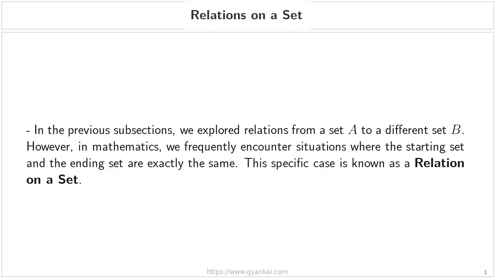Welcome, everyone. Before we dive into today's new topic, let's take a moment to reflect on what we have already covered. In our previous lessons, we explored the concept of relations from a set A to a different set B, essentially looking at how elements from one group connect to elements in another group. However, as we move forward, you will notice that in mathematics, we frequently encounter situations where the starting set and the ending set are exactly the same. When the domain and the codomain are identical, we call this specific case a relation on a set. Keep this distinction in mind, as it will be the foundation for the formal definitions and examples we are about to examine.